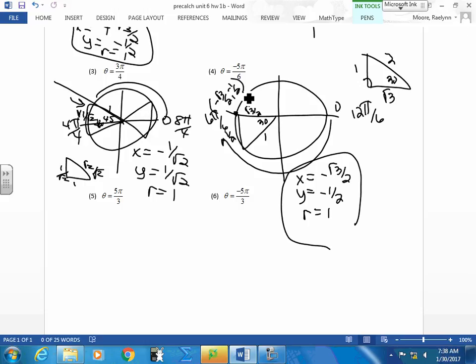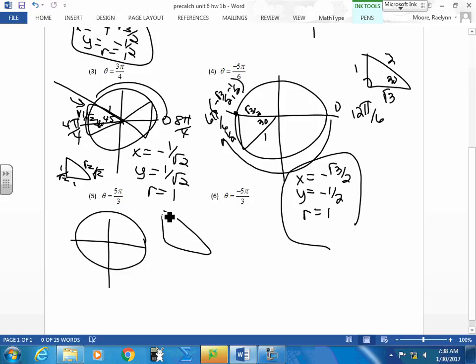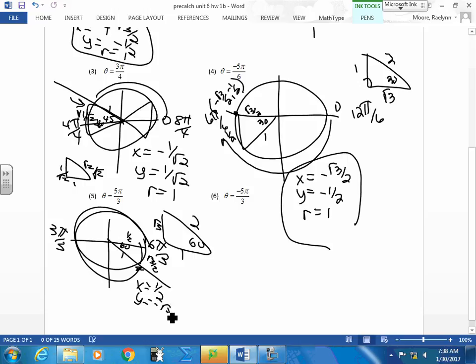5 pi over 3. How many times does 3 go into 180? 60. So if this is 3 pi over 3, and this is 6 pi over 3, what quadrant am I in? 4. I come all the way around, and I stop 1 before the 6. This is where I terminate, right here. This is my 60-degree reference angle. So I say radical 3 over 2, 1/2, 1. And radius always positive. Good with these guys, and everybody can do the rest?